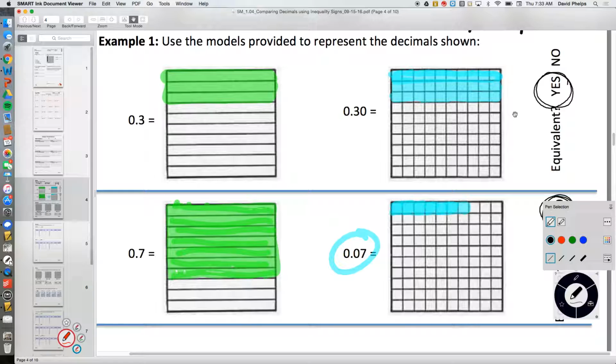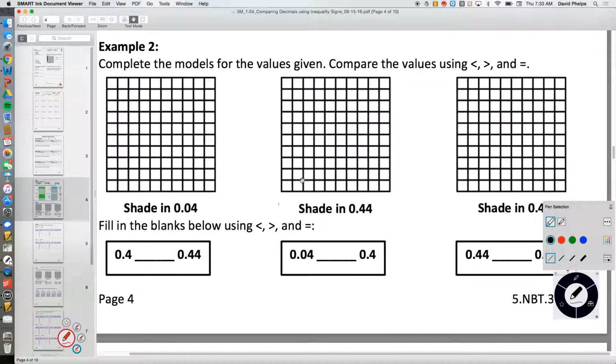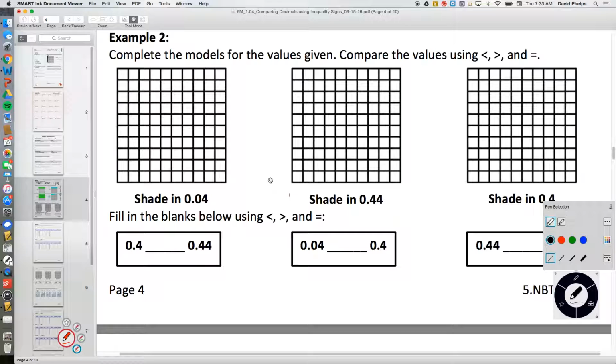So we've learned the placement of the 0 is really important in determining if a number is equivalent or not. Let's look at example 2. Complete the models for the values given. Compare the values using less than, greater than, and equal to.